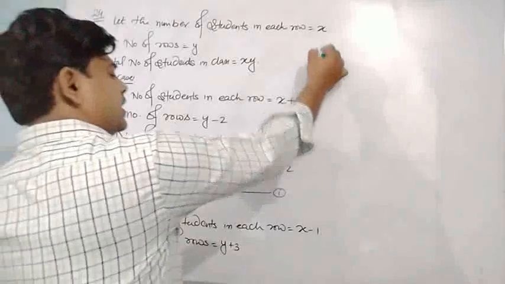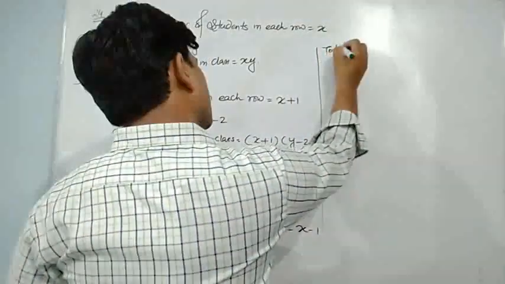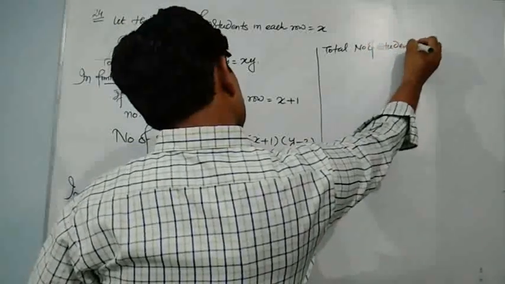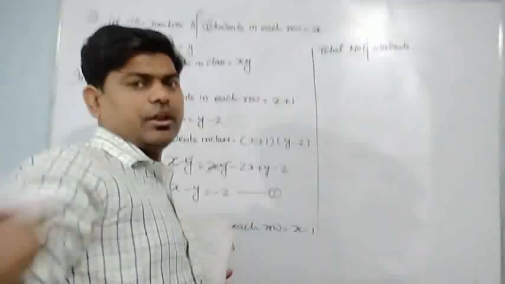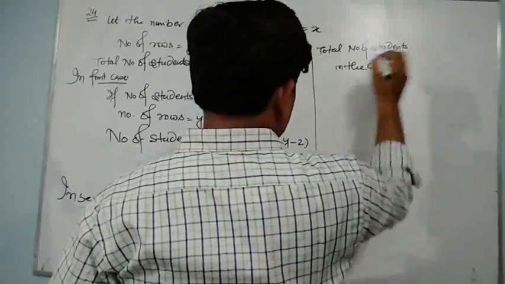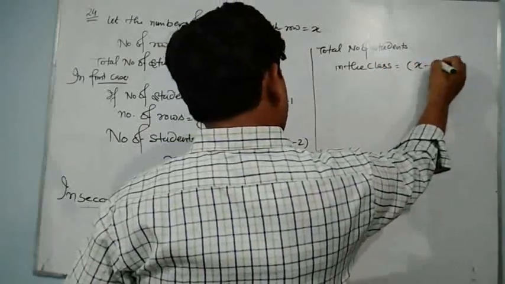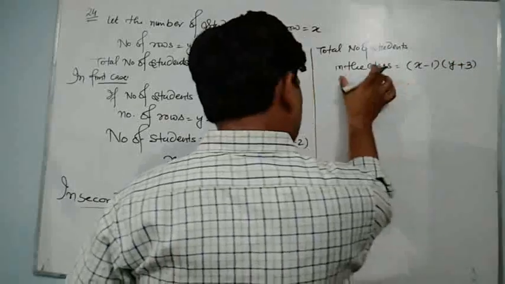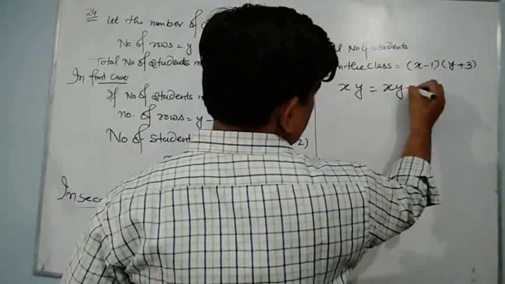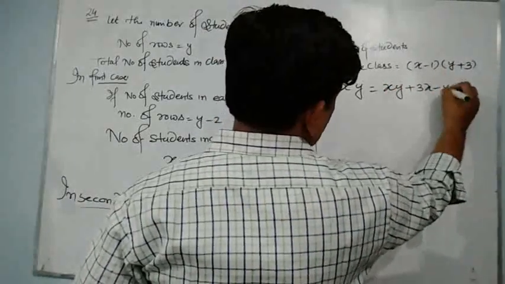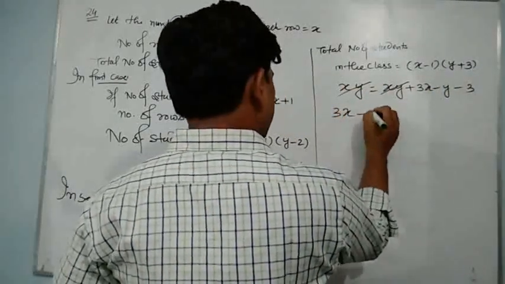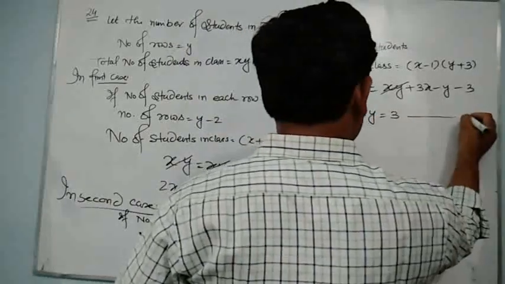And now again I am writing the total number of students in the class will be (x minus 1) into (y plus 3), and that total number will not change, it will be xy. When I simplify, xy plus 3x minus y minus 3, the xy terms can be eliminated. After transposing I will get 3x minus y is equal to 3. This is equation number 2.